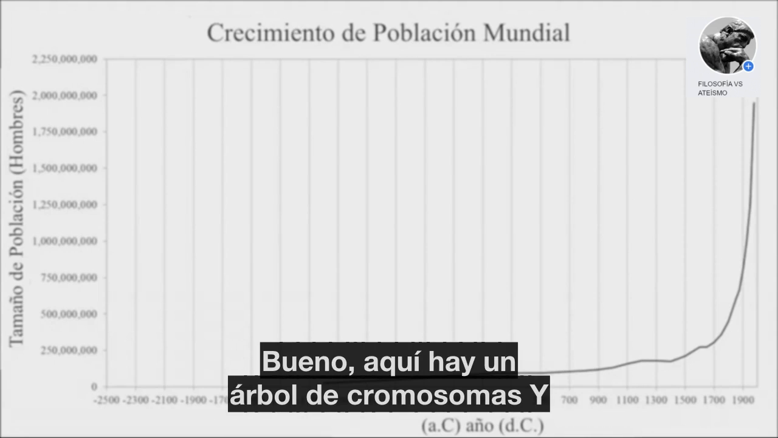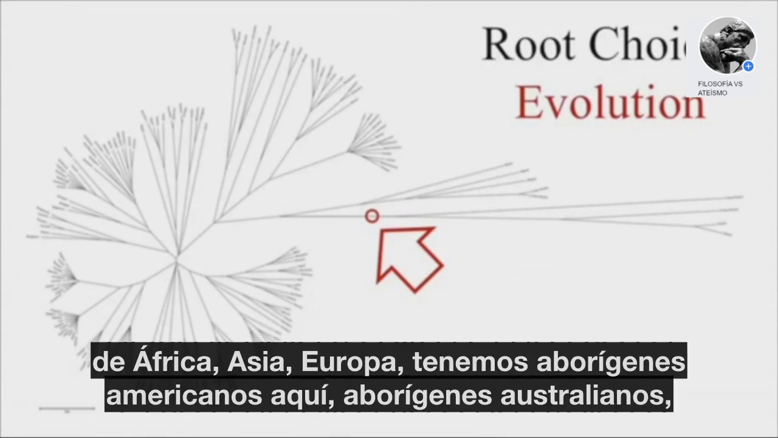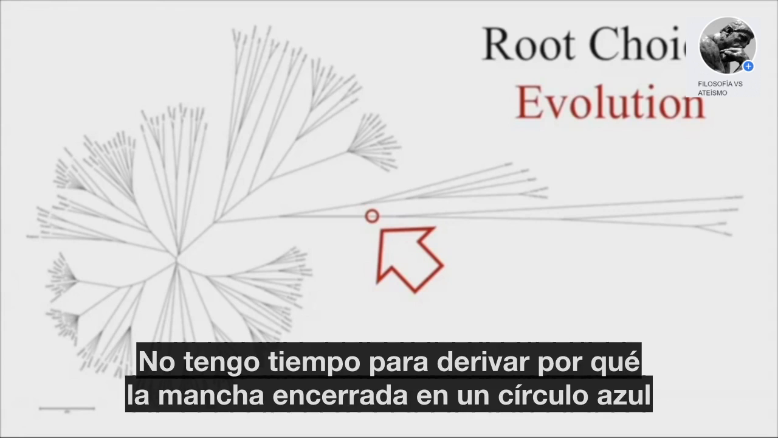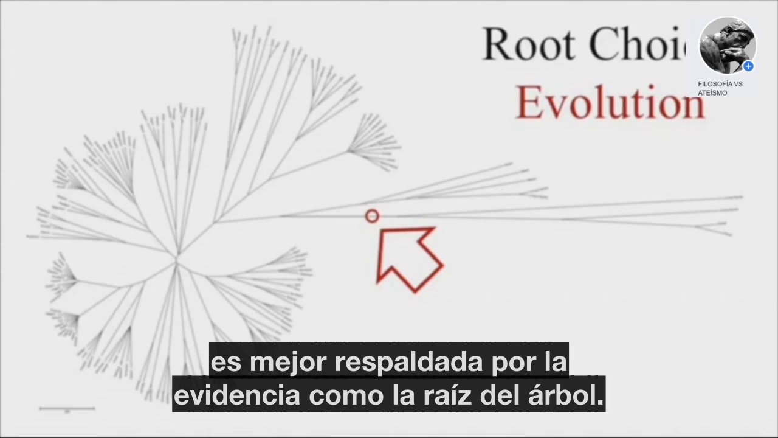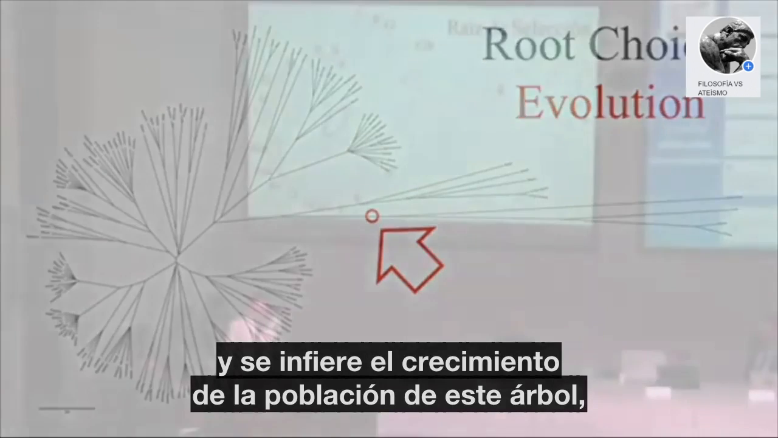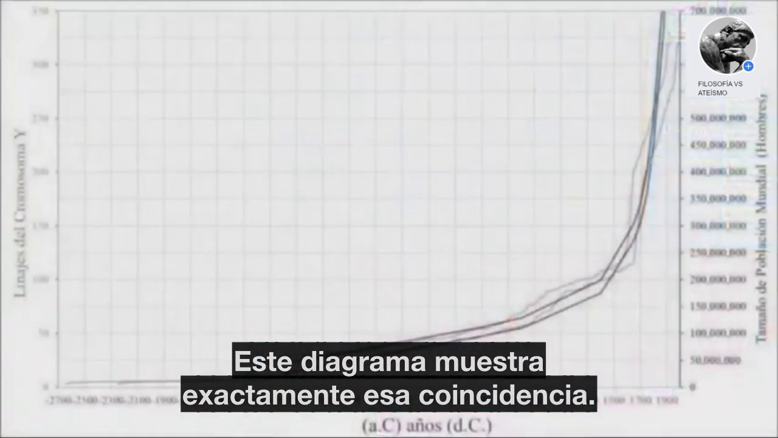Well, here's a Y chromosome tree derived from 171 men from around the globe, from Africa, Asia, Europe. You've got Native Americans in here, Australian Aborigines, Papua New Guineans, from around the planet. I don't have time to derive why the spot circled in blue is best supported by the evidence as being the root of the tree. My point is, if this is indeed only 4,500 years old, and you infer population growth from this tree, it should match the growth that we know from the last 3,000 years. This diagram shows you exactly that match.